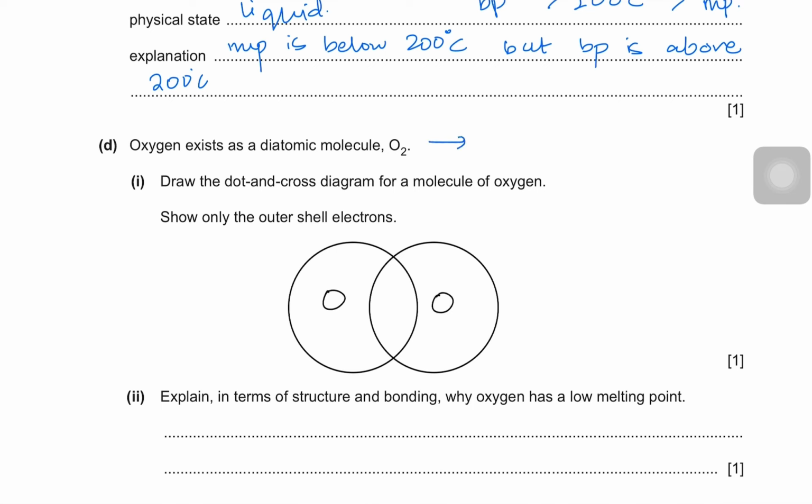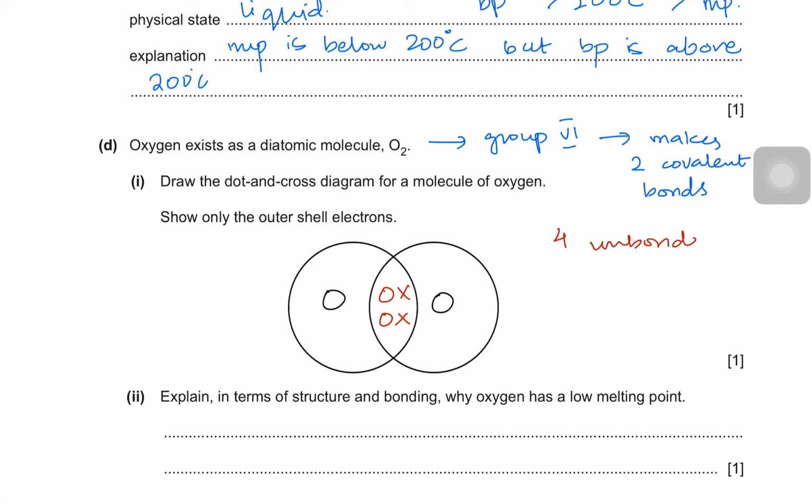Oxygen is group 6, so it makes two covalent bonds on each atom. Since there are two overlaps, they make two covalent bonds. Four unbonded electrons, there's another word for it, which is lone pairs, but we don't have to know that, it's in AS level. So you will have those unbonded electrons, also known as lone pairs.